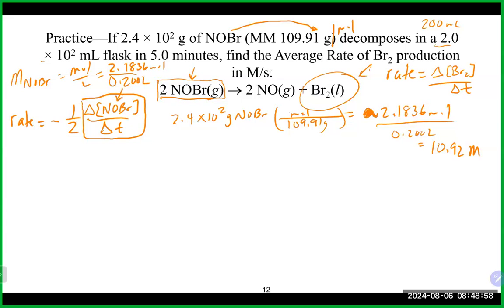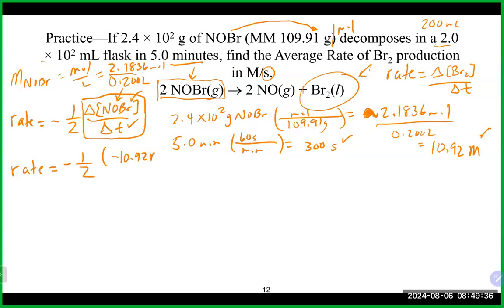I do want my rate eventually to be in seconds. My time aspect is in minutes, so I'm just going to do a conversion upfront to get it into seconds, so everything's in the right units. So a minute is 60 seconds, I hope. That's 300 seconds. So now I have my molarity, which is the top part, and my bottom part, which is the time. So I do have what I need for the box. This is going to allow me to figure out how the NOBr is changing. The rate is going to equal minus 1 over 2, negative 10.92 molar divided by 300 seconds.